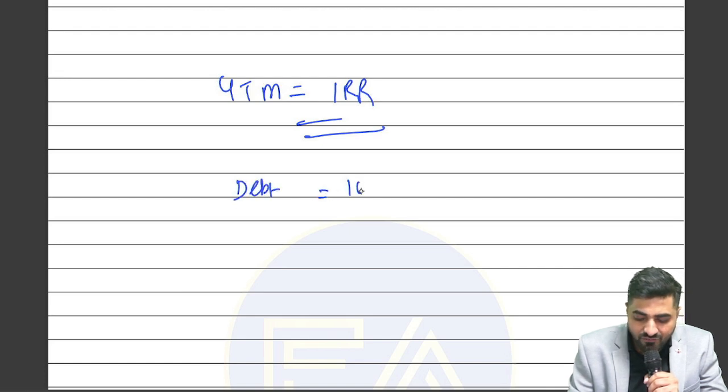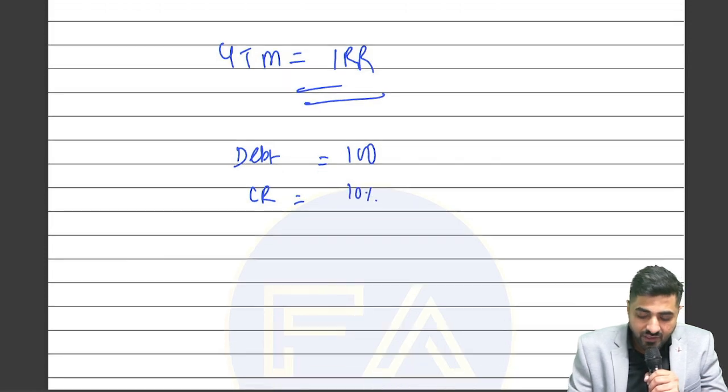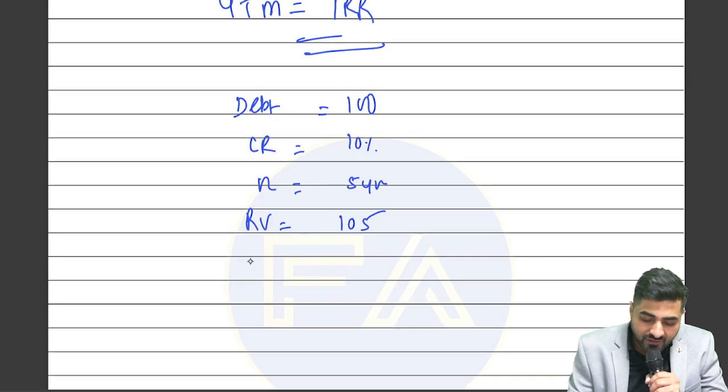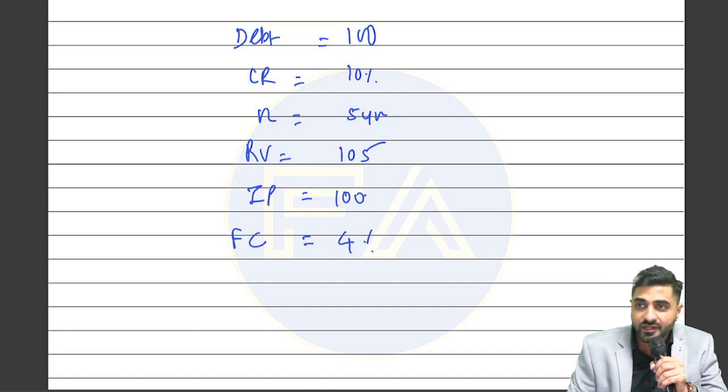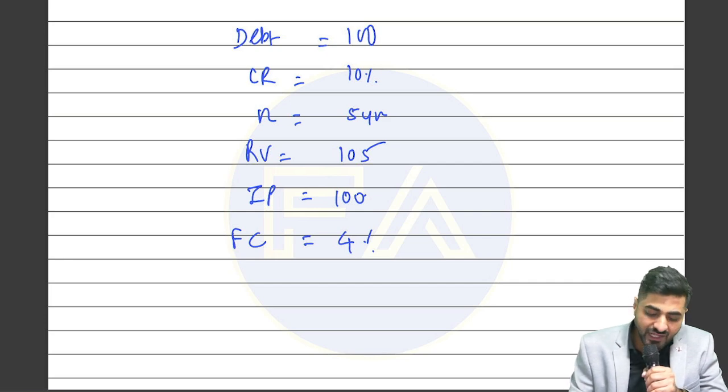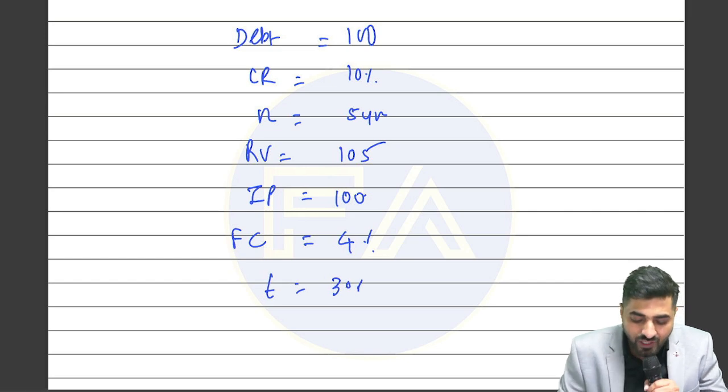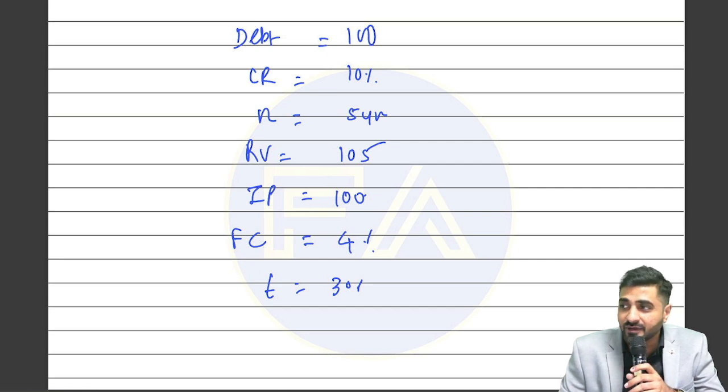with a face value of 100. The coupon rate is, for example, 10% and the life is, for example, 5 years. The redemption value is 105 and the issue price is, let's say, 100 rupees. Okay. And there is a flotation cost, Salam, and the flotation cost is 4%. Can you all please tell me, beta, if the tax rate is given to you as 30%, if I tell you how to calculate KD, you know how to calculate KD, beta?